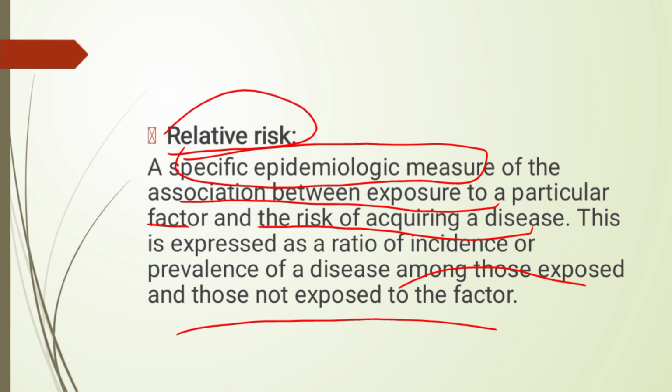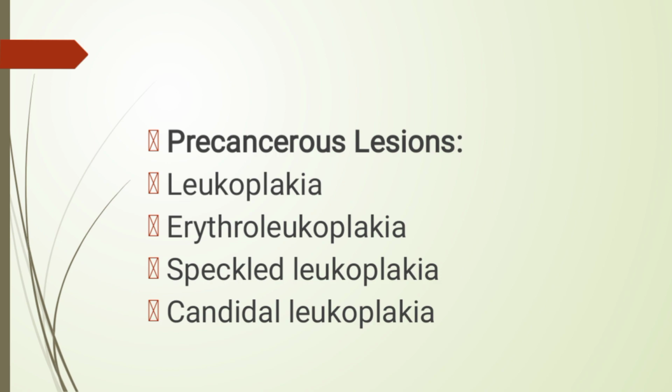So it is very important you should know it is a specific epidemiological measure of the association between exposure to a particular factor and the risk of acquiring a disease. It tells you the ratio of the incidence and prevalence of disease among those who are exposed and those who are not exposed. If someone asks you in your exam what the precancerous lesions are, you should know they are leukoplakia, erythroleukoplakia, basically speckled leukoplakia and candidal leukoplakia. So always remember, if someone asks which leukoplakia has the highest risk of developing into cancer, it is always speckled leukoplakia or erythroleukoplakia.